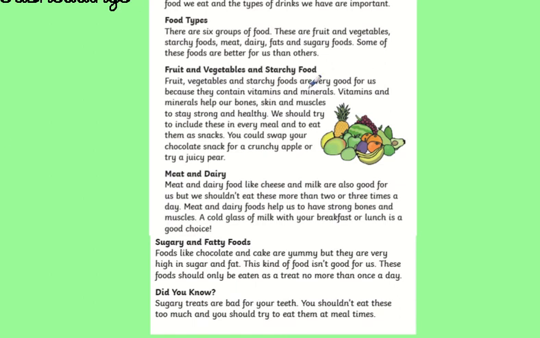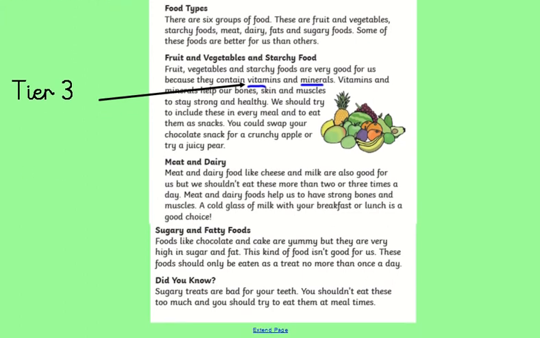I'm going to underline those words there, vitamins and minerals, because that is some scientific vocabulary, and we want to include lots of that tier 3 vocabulary that we've gathered in our explanation texts. We should try to include these in every meal and eat them as snacks. You could swap your chocolate snack for a crunchy apple or try a juicy pear.